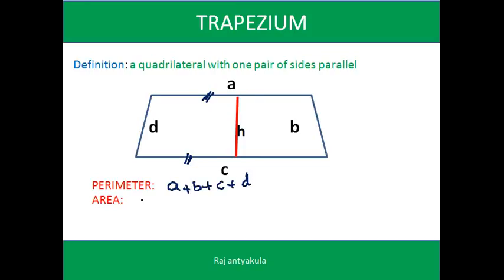Area of a trapezium is half the sum of the parallel sides. What are the 2 parallel sides here? A and C. Half the sum of the parallel sides into the distance between them. This red line is the distance between those 2 lines, so into H. So half times A plus C into H. A plus C is the sum of the parallel sides. Here A and C are parallel. In trapezium, area is half the sum of the parallel sides into the distance between them.